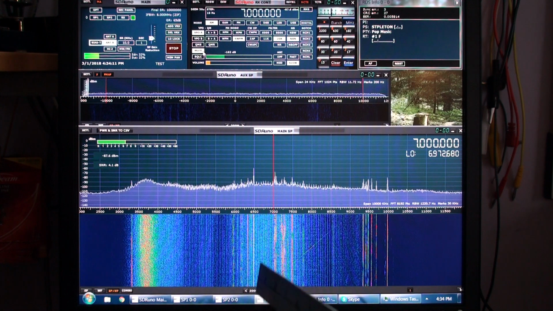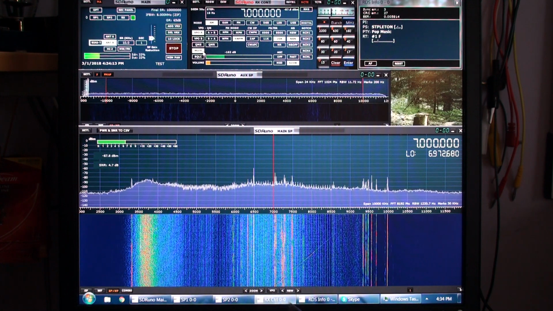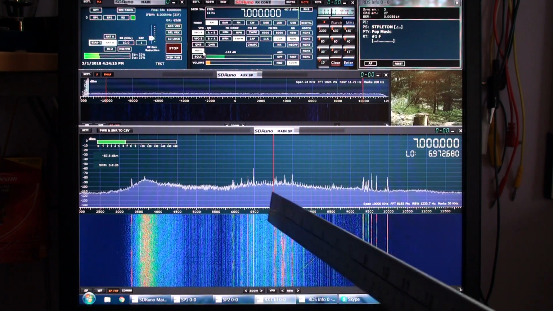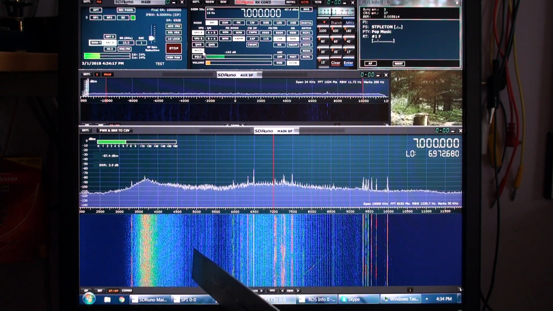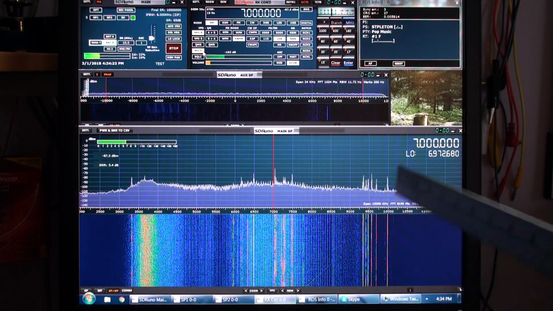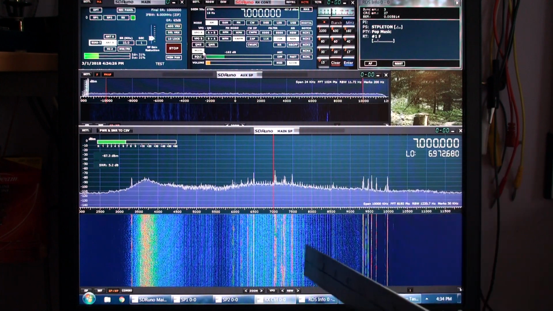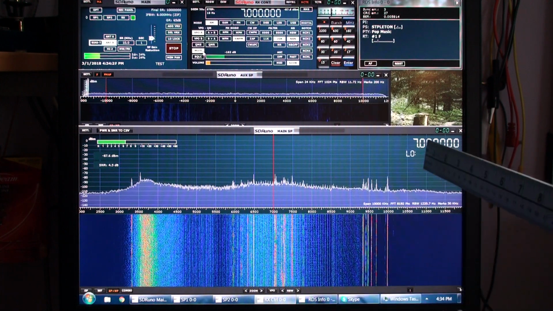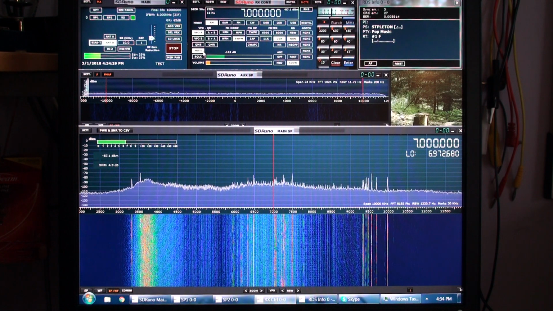Now this signal comes every 12 minutes exactly. The center is 7 megahertz, so 5 to about 8, 8.5 at this time. And the antenna I'm using is a screwdriver antenna, and it is tuned to 7 megahertz.